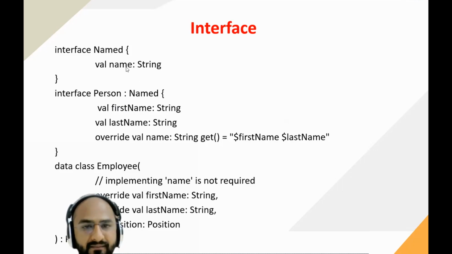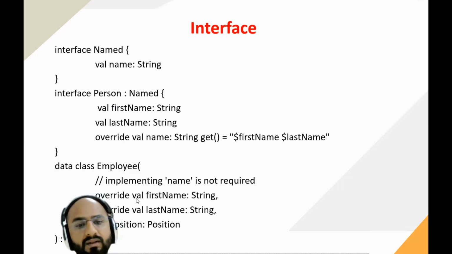Override val name. Why? Because this interface is available in the Person interface also, so I need to override that property. Override val name: String with get() equal to $firstName $lastName. And now I am creating a data class Employee. Implementing name is not required if you are creating the data class over here. So override val firstName, override val lastName, and val position: String.